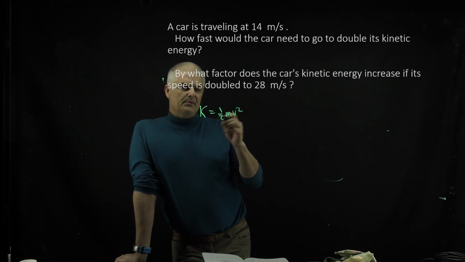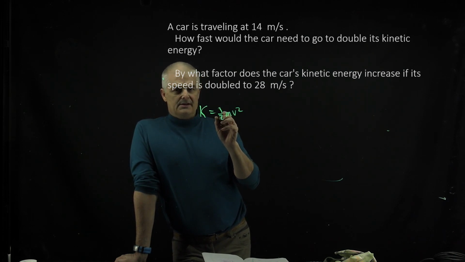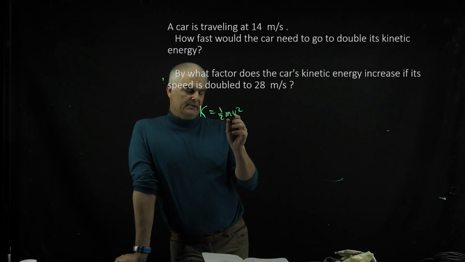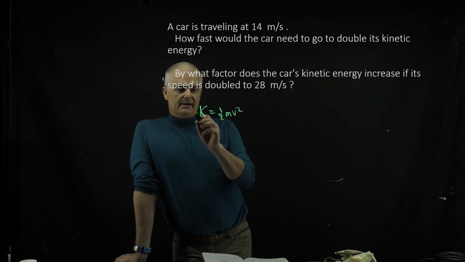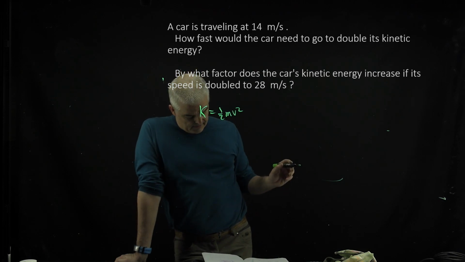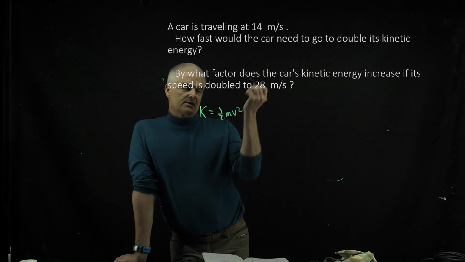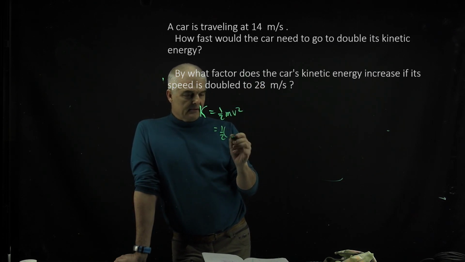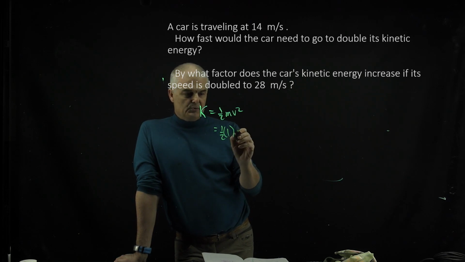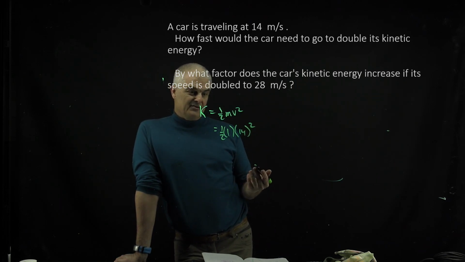But if you double something's kinetic energy, it's the same car, so the masses will be the same, right? And so if I double the kinetic energy, how did I solve this? I'd assume that your mass is 1 kilogram. So you could say this equals 1/2, and no cars weigh 1 kilogram, but it'll make our life easier. And we know that he's moving at 14 squared. That's his kinetic energy, right?